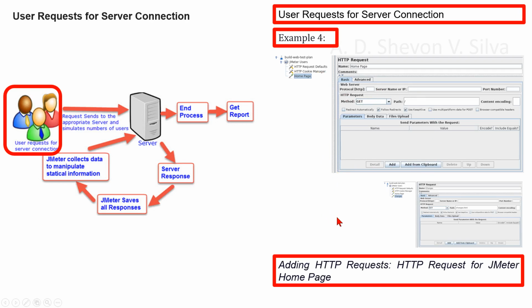Next, add the second HTTP request and edit the following properties. See the figure here. First, change the name field to changes and set the path to /changes.html. Here you can see the HTTP request for the JMeter changes page.